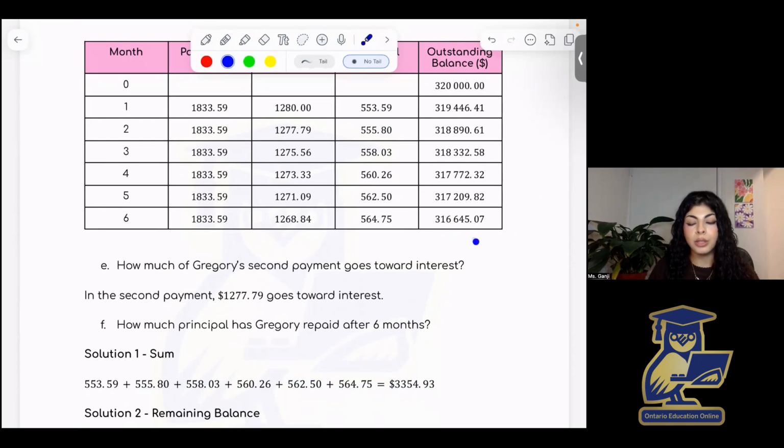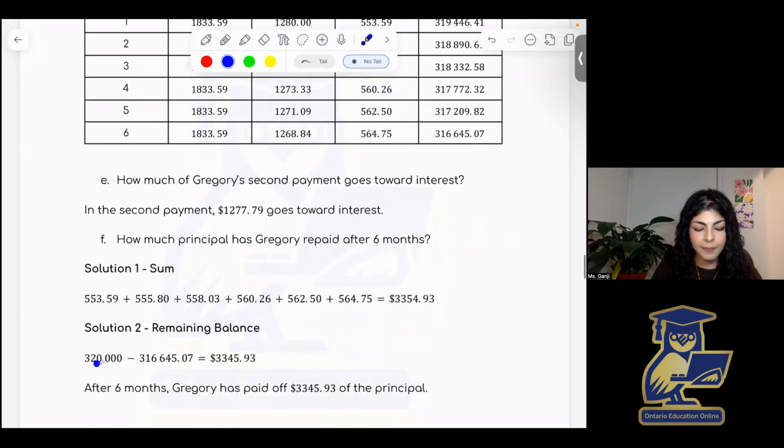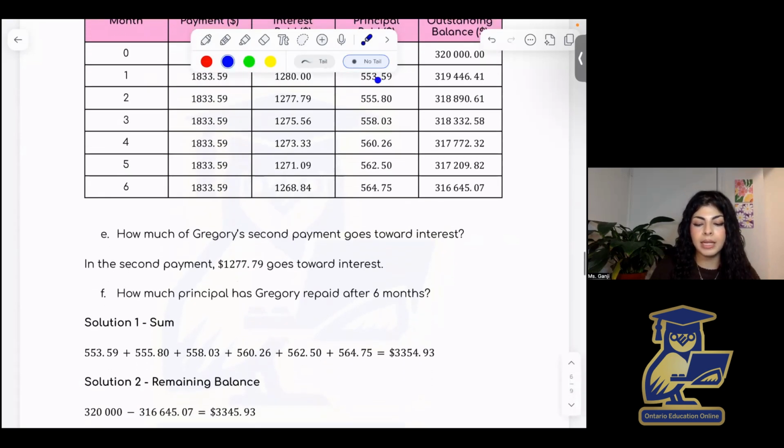Another way you can think of this is his outstanding balance after 6 months is $316,645 and 7 cents. This is how much is left of the $320,000. So if you subtract that remaining balance from the principal amount, then you get the same answer, $3,354.93. Of course, this method is more efficient because you're only doing one subtraction as compared to many additions.